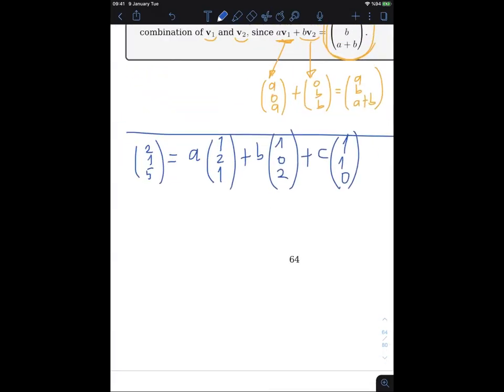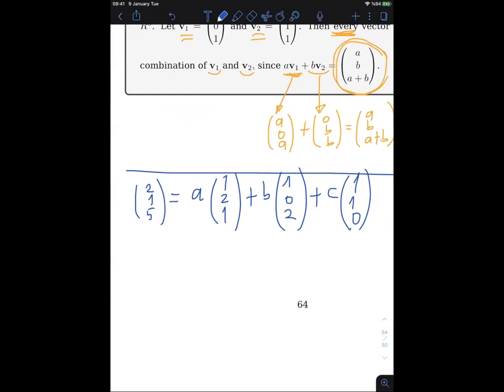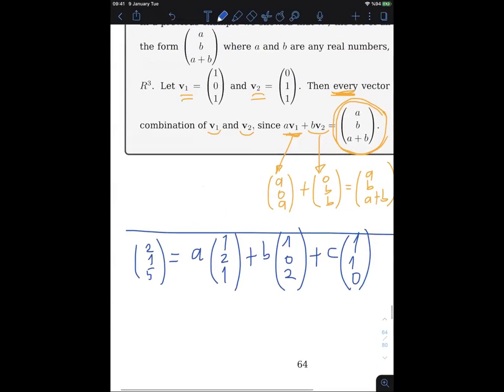Okay, let's look at it. Let me write here. So what does this mean? This means A plus B plus C equals 2, and then 2A plus C equals 1, and A plus 2B equals 5. So we're again in the same situation, right?